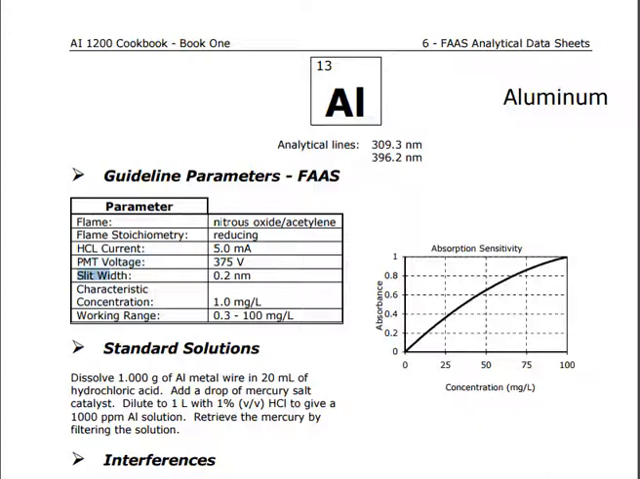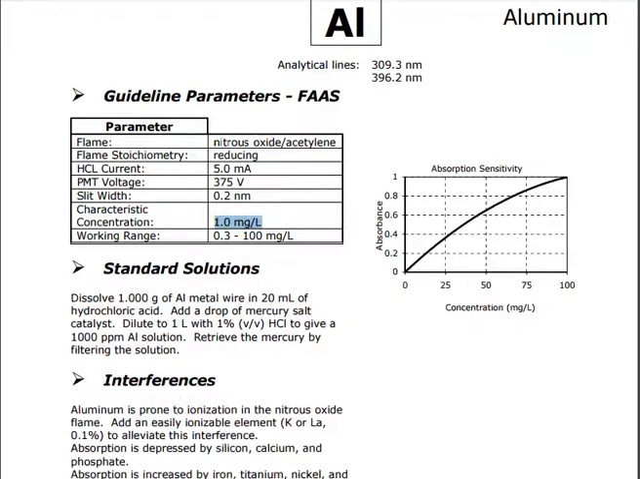The slit width. The slit width we talked about. This thing is very important. What's the width of the keyhole that the light goes through? And in this case, 0.2 is the width of the light path. So 0.2 nanometer. Characteristic concentration. Well, this is 1 milligram per liter. And the working range is 0.3 to 100 milligrams per liter. This is part per million. Characteristic concentration, 1 part per million. Working range, 0.3 to 100 part per million.